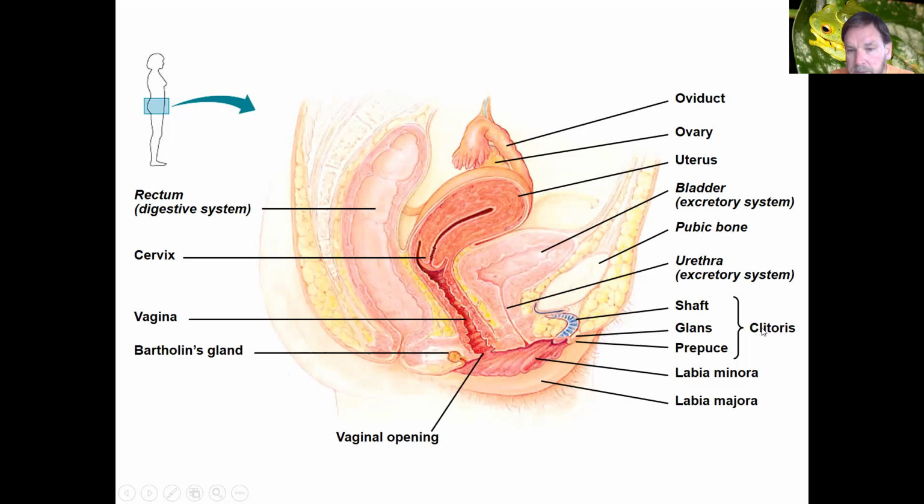You have the clitoris, which is analogous to the male penis. Okay, this is for excitatory purposes. It's like the penis. Two folds around the vagina. Bartholin's gland secretes a lubricating fluid to help the penis enter the vagina. There's cervix, and of course, this is part of the digestive system.